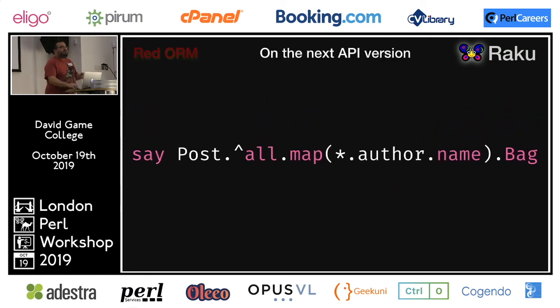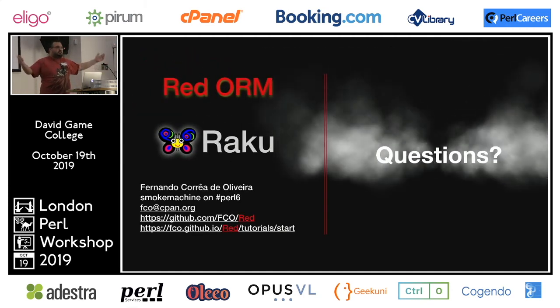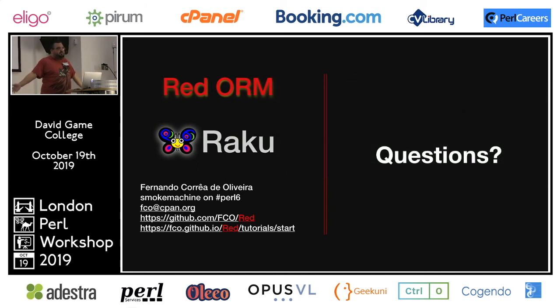This is a preview of the next API version. This doesn't work yet, but with the next API, the join will start working, but it does not yet. That's it. I told you it was not very good, but no time for questions, right?